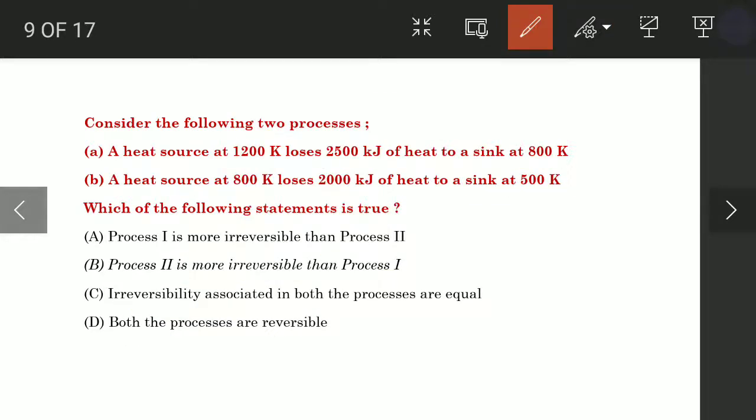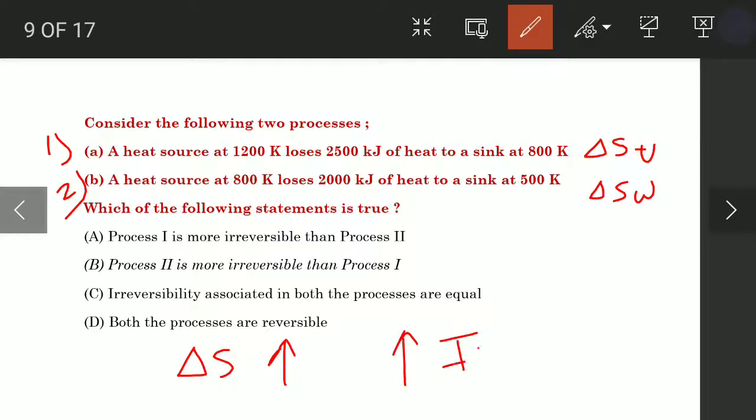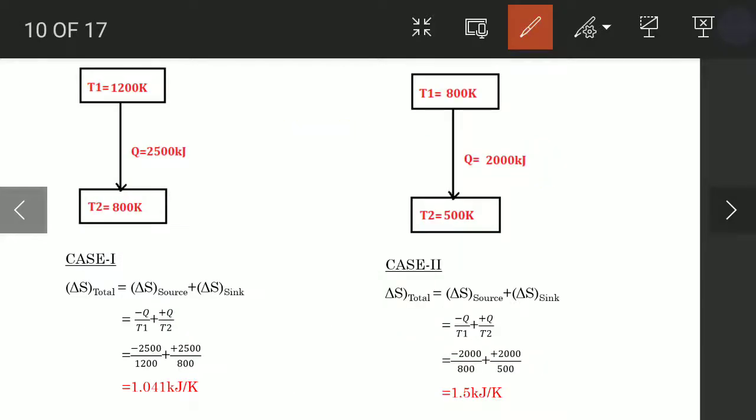Now here we have to calculate the change in entropy of the universe, or total change in entropy, in both cases, case 1 and case 2. The process in which the change in entropy is more has more irreversibility. That is the conclusion. If the change in entropy is more, the irreversibility is more. So in case 1 and case 2 we should calculate the change in entropy and then check it. Now first we will draw the diagram.